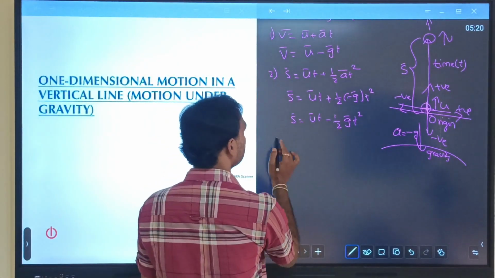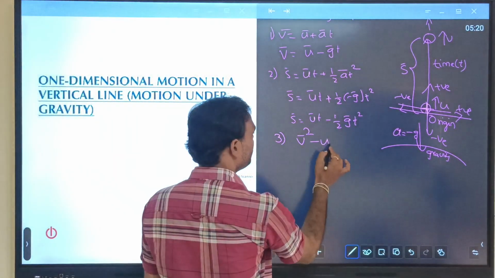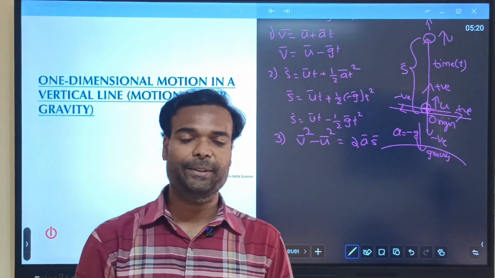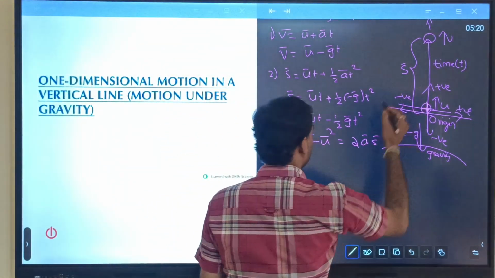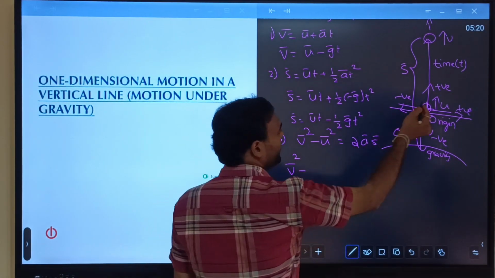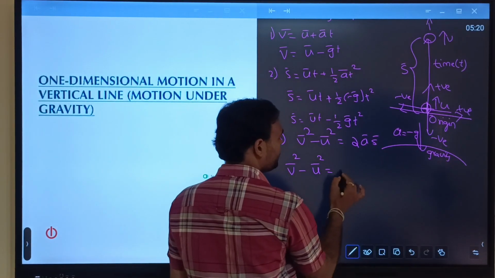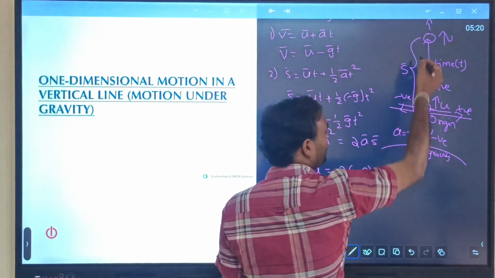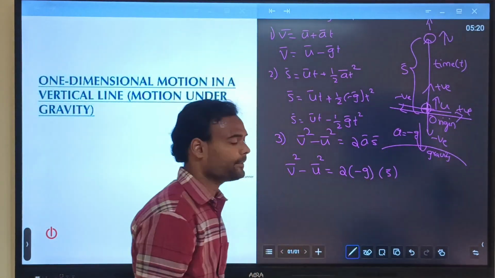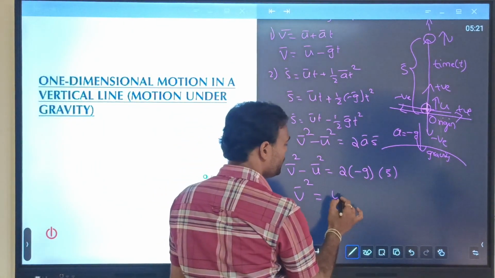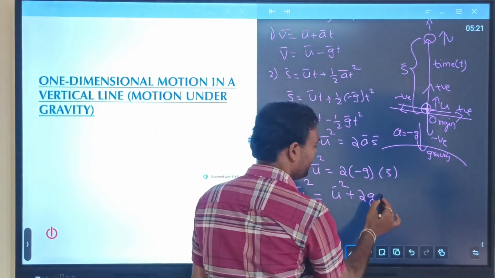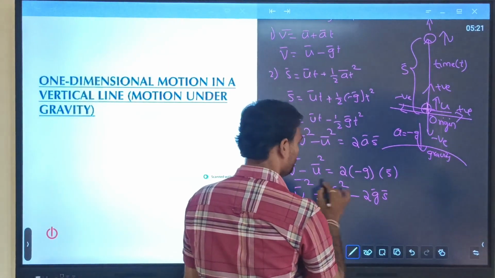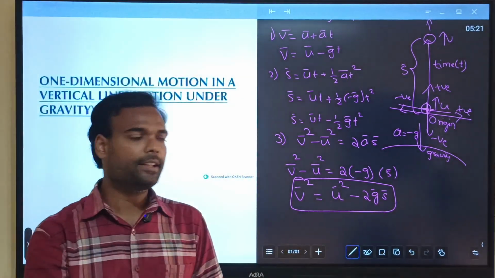Then the third one, v² - u² = 2as. At this location the velocity is v, and the initial velocity is u, then 2 into -g, and this displacement is also in the upward direction for the object, positive, yes. So v² = u² - 2gs. Clear? These three are the most important formulas, so we can stop here.